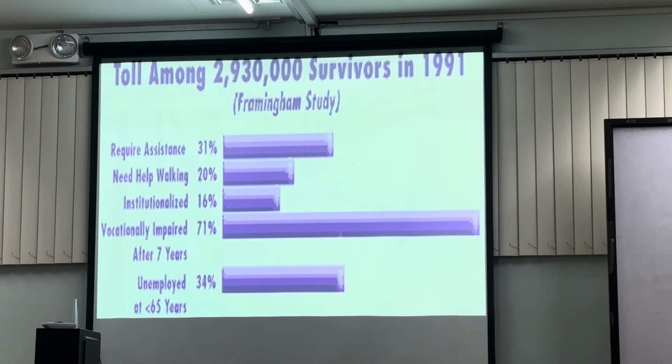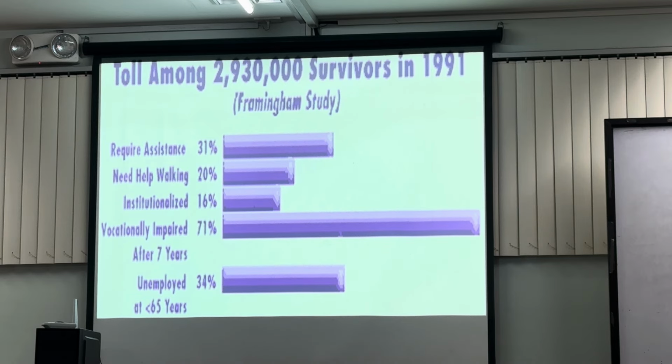Let's look at this. An old study telling us what happens when you develop a stroke. Of those 2 million, almost 3 million survivors in 1991, they followed up the patients. Immediately, 31% or about 1/3 of patients will require assistance. When you survive the stroke, 20% will need help walking. 16% institutionalized, dito siguro sa ilang mga home care facilities or in centers for the aged.